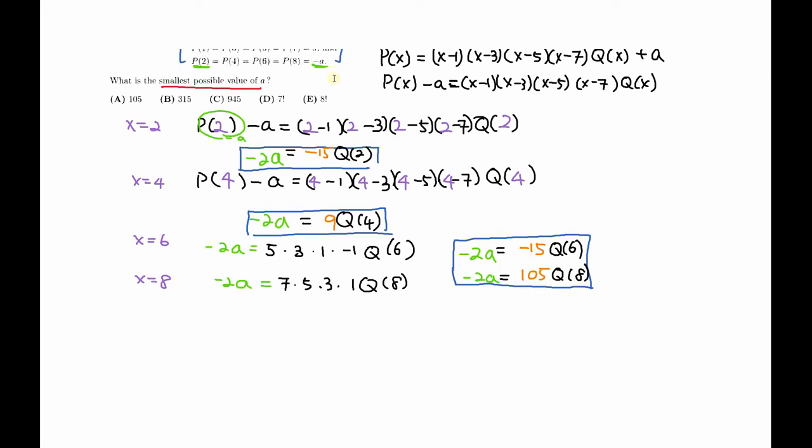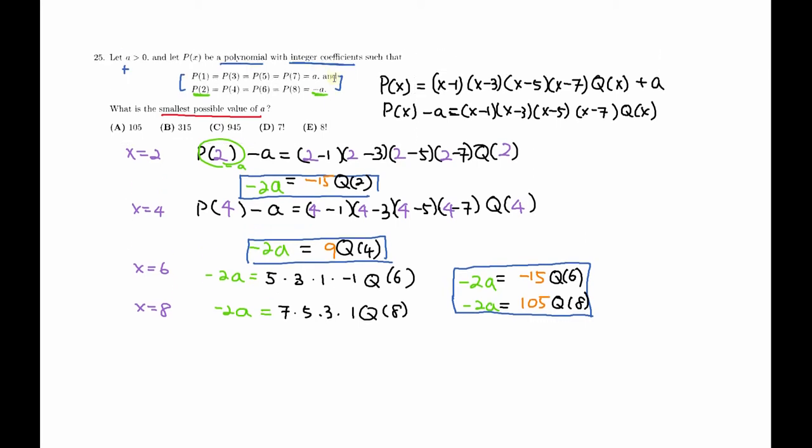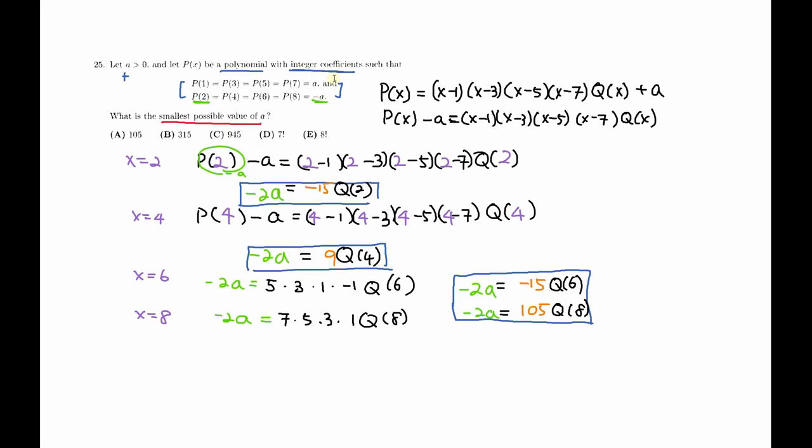Let's see what it said. It said integer coefficients. A polynomial with integer coefficients means that our Q(6), Q(4), Q(2), Q(8) must be integers as well. Therefore, what's very important is something that satisfies all 4 conditions given 15, 9, and 105. The least a we can have is found by taking the LCM, the least common multiple, of these orange font numbers.